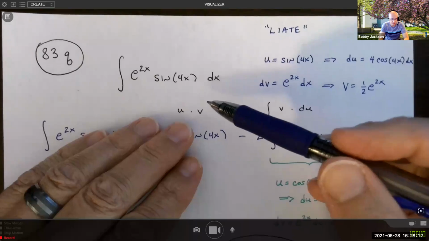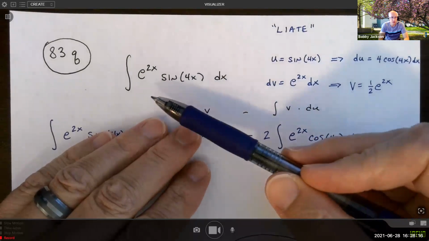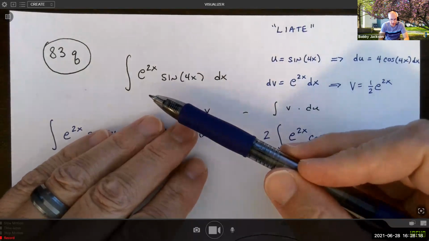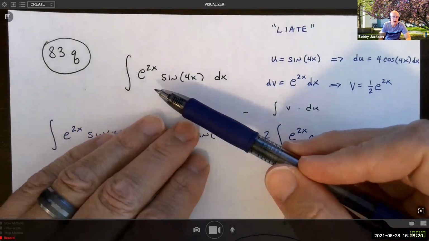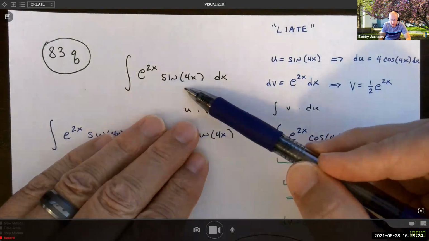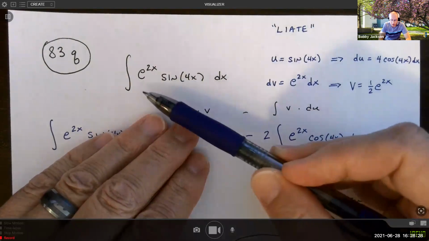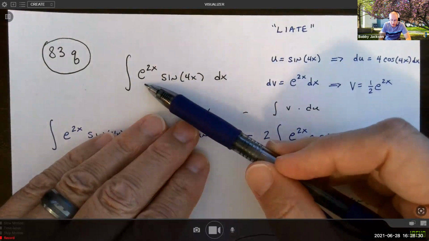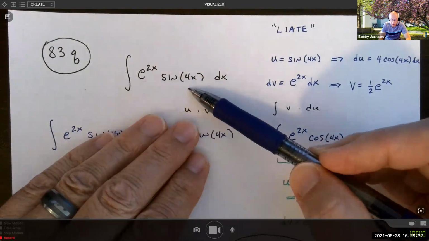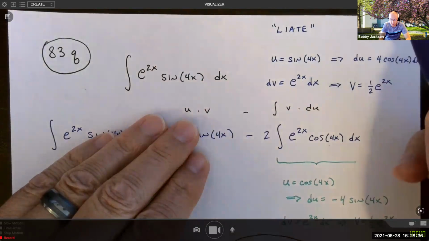And so I've done one like this in the lecture video. This one is very similar to that. So again, here it is, e to the 2x sine of 4x. What's the antiderivative? Okay, so we are multiplying, right? E to the 2x function times sine of 4x function. So we've got a product here. It makes sense to think about integration by parts.